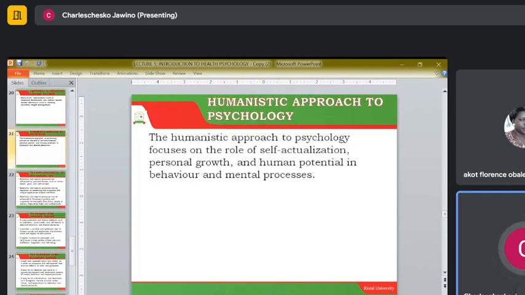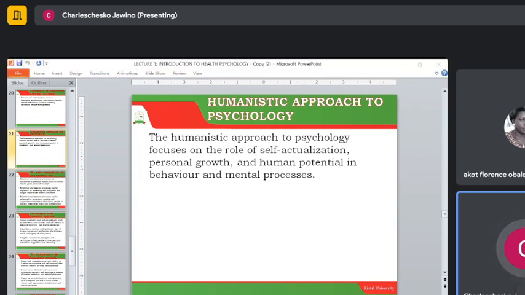The humanistic approach to psychology. The humanistic approach focuses on the role of self-actualization, personal growth, and human potential in behavior and mental processes. This focuses on us, the human beings. We do things depending on what we feel like. I do something depending on my life, my personal goals. I do something depending on my personal norms, my personal values. You get it? That is the humanistic approach, and that's how it approaches psychology.